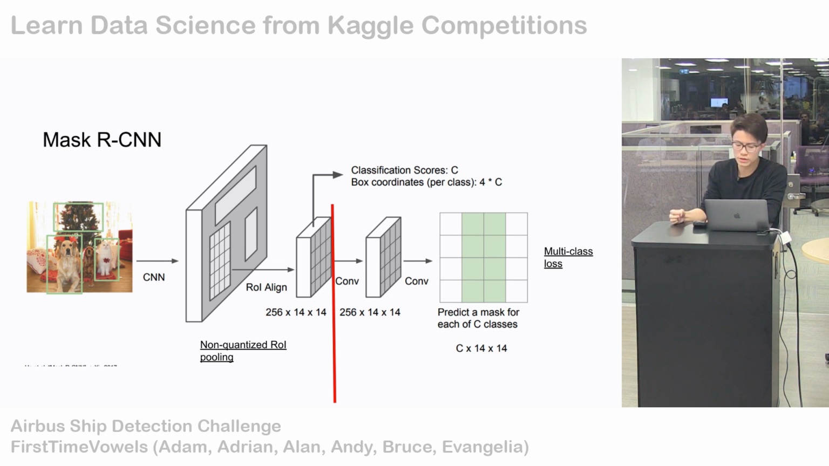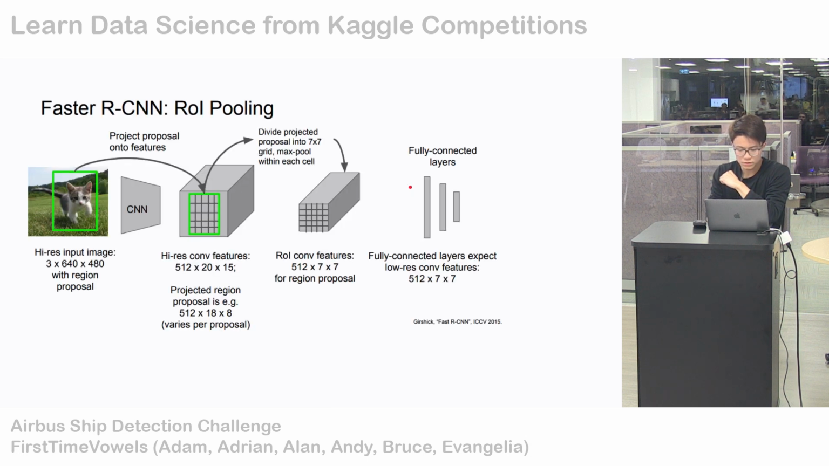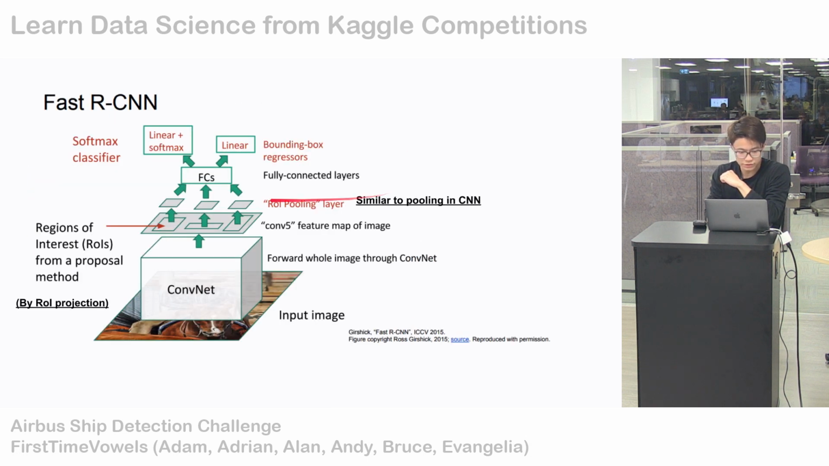I think the question is about if you propose a region, it will somehow cut off the ships. And that's what they have here. They have a bounding box regressor. Even in Fast RCNN, they have a bounding box regressor, so they will penalize that. But I'm not quite sure of the detail of how they penalize that.